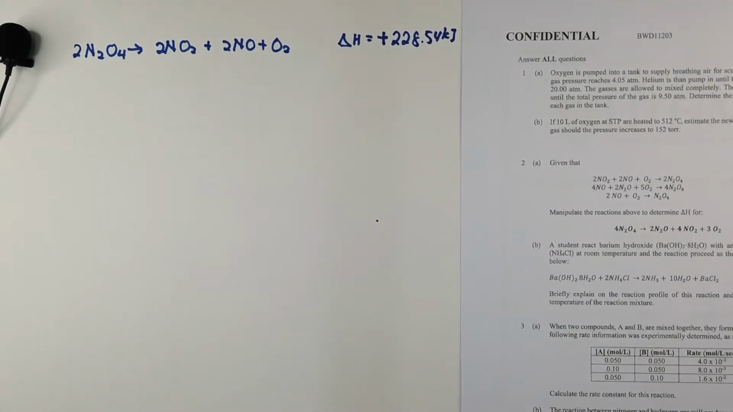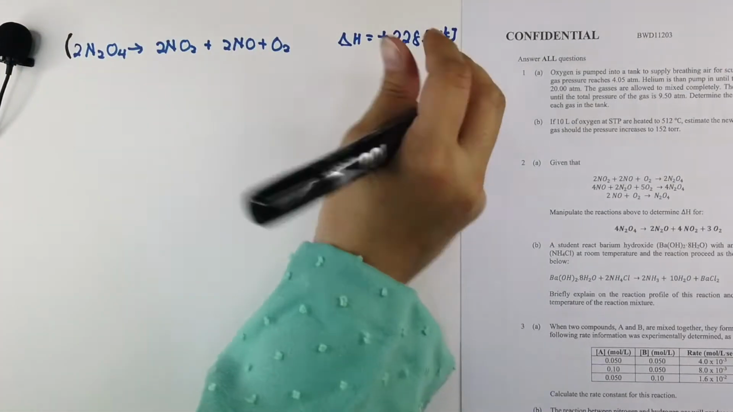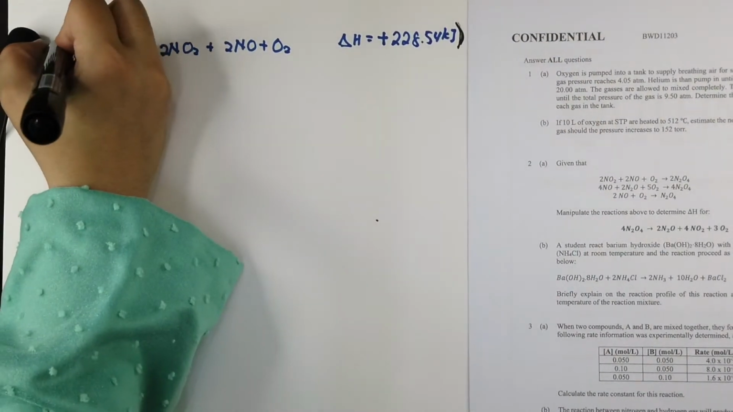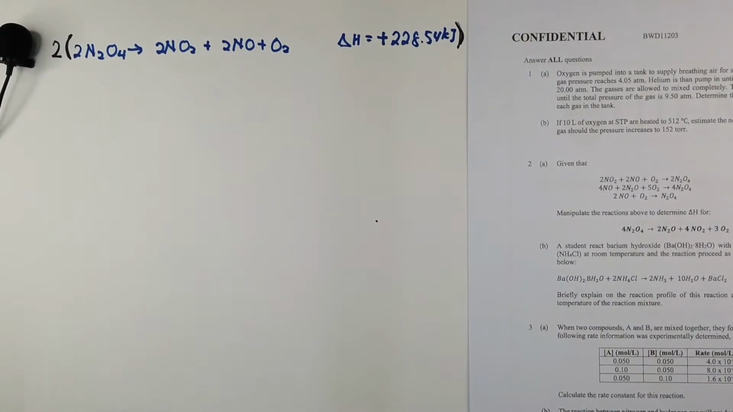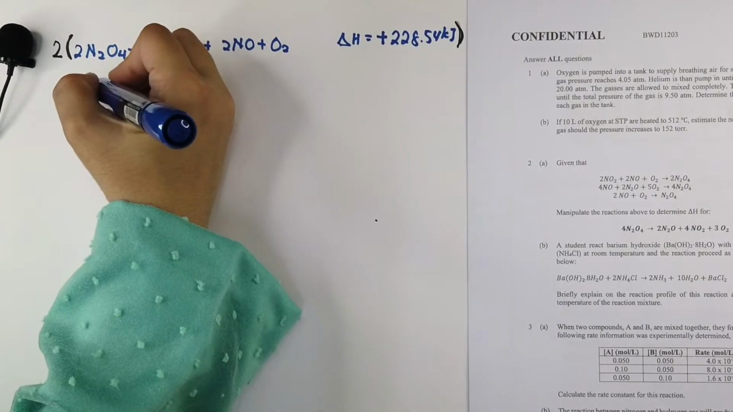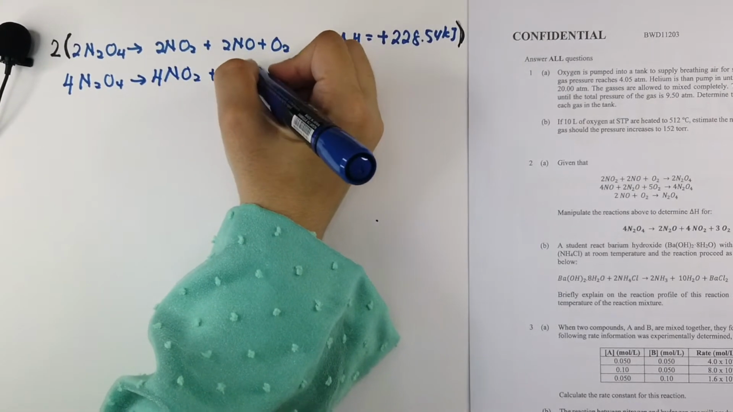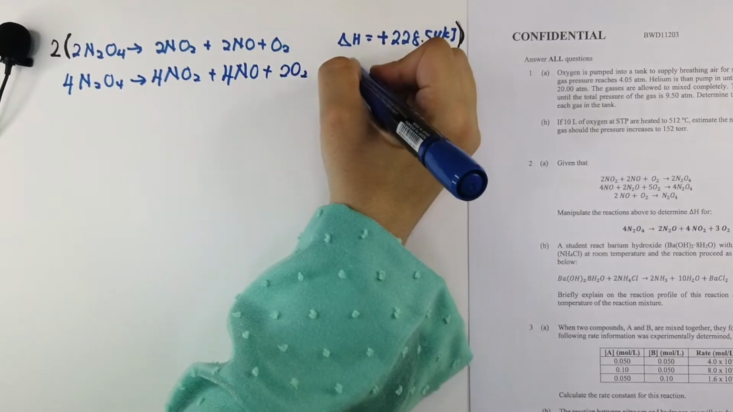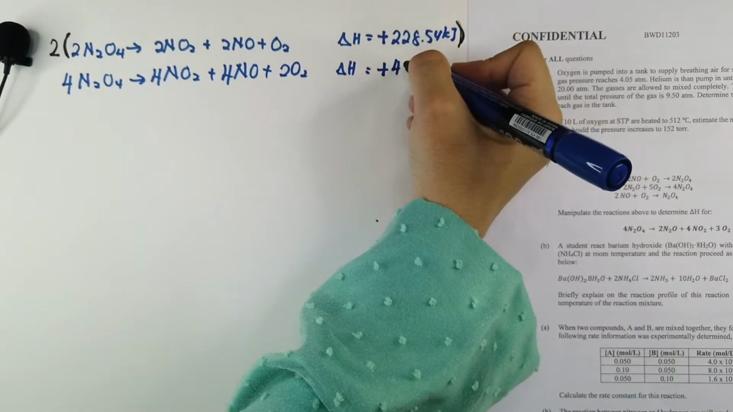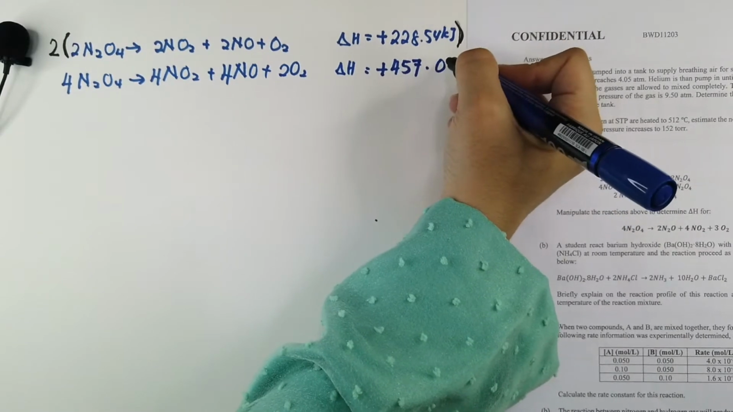If you refer to the target equation, you need 4N2O4. So here, 2 times what equals to 4? 2 times 2. So 2 times 2, you will get 4. So you shall have 4N2O4 will produce 4NO2 plus 4NO plus 2O2, whereby your delta H shall now be positive 457.08.